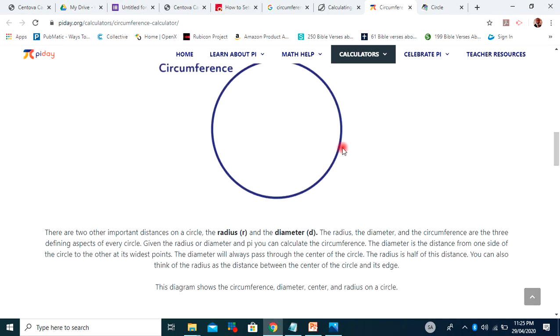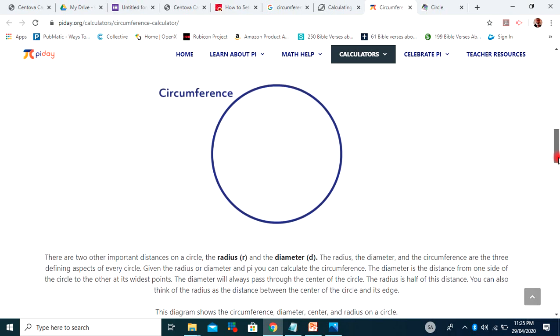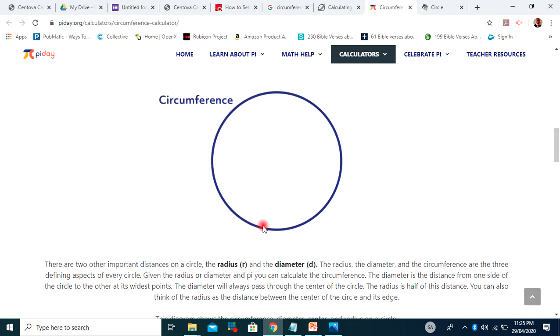You can see the circle. You can see the circumference. This is the circumference. Follow that cursor. That's the circumference of the circle, the distance round the circle.